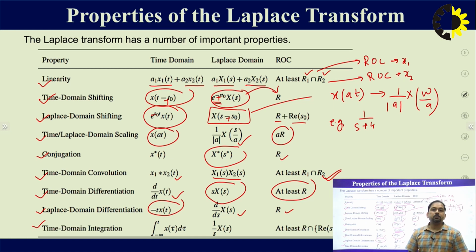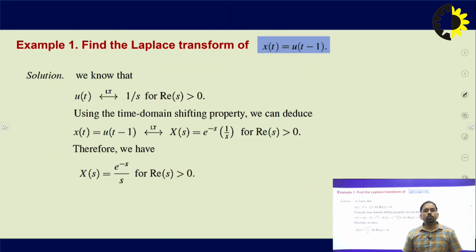So these are the very important properties of the Laplace transform, and we have seen the effect of applying these properties on the ROC, which is quite important. After this, we'll try to implement these properties with the help of some numericals.